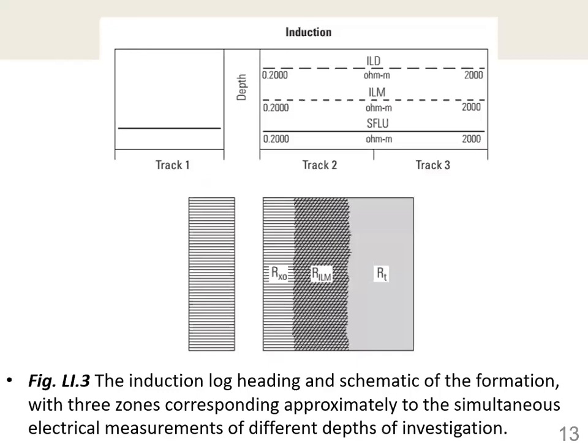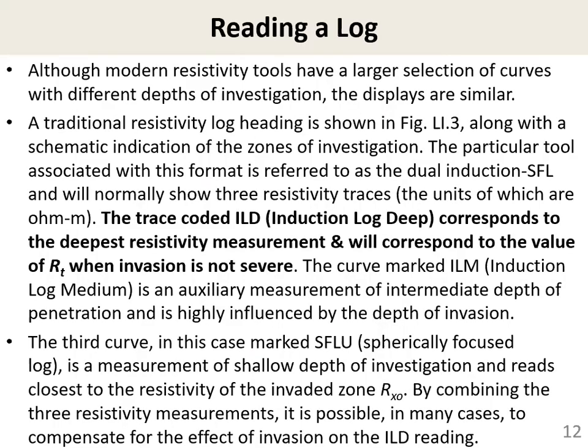As for resistivity, which I've mentioned, it is usually presented, in this case, in track 2 and 3. Usually the resistivity curve will have 3 measurements. So you have 3 resistivity traces. You have the deep reading, you would have a medium reading, and then you will have a shallow reading. And of course, the deepest resistivity measurement should be indicative of true formation resistivity, that's in the case where invasion is not severe.